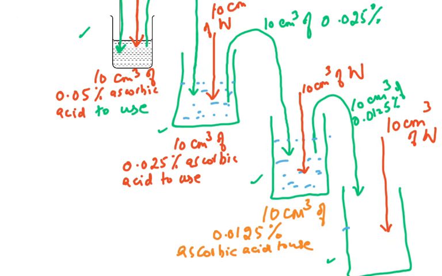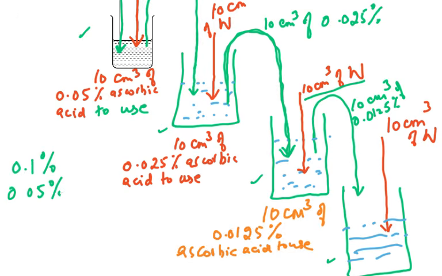So what we have done is that we have taken 10 centimeter cube out of one and put it into the second. This is called a serial dilution. So you have taken out of here and then taken it here and then put it in this, and then you've added 10 centimeter cube of water to every one of them. So you've diluted it, you've halved it. So it was 0.1% originally. From that, it went down to 0.05%. If you divide 0.1 by 2, you'll get that figure.